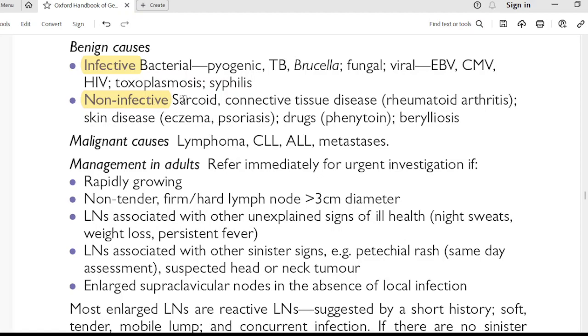So non-infective causes of lymphadenopathies: sarcoidosis, connective tissue disorders, rheumatoid arthritis, skin diseases like eczema and psoriasis, drugs like phenytoin, and berylliosis. Malignant causes of lymph node enlargement are lymphoma, CLL, ALL, metastasis.